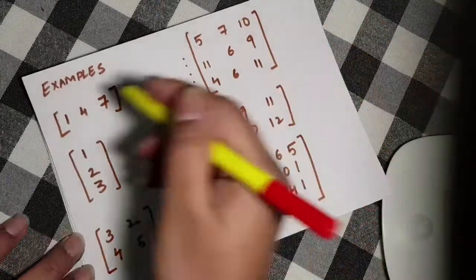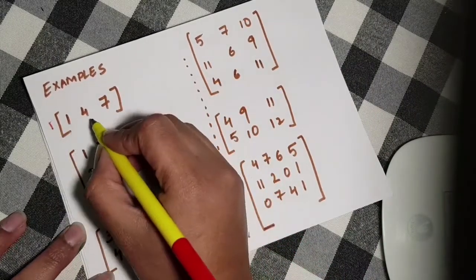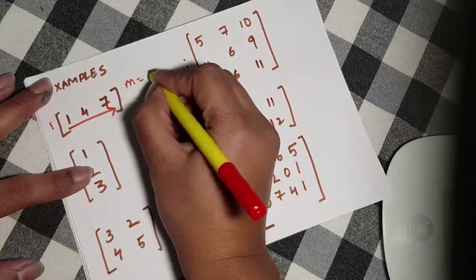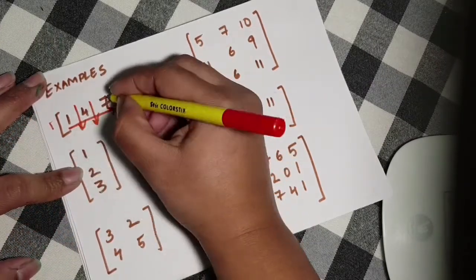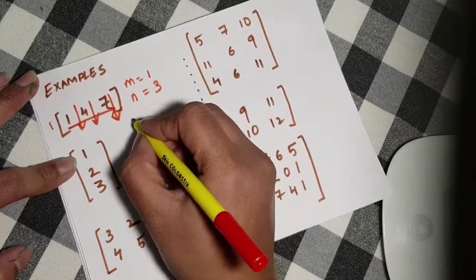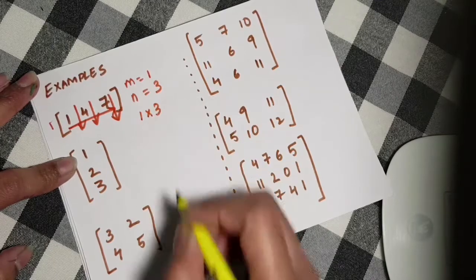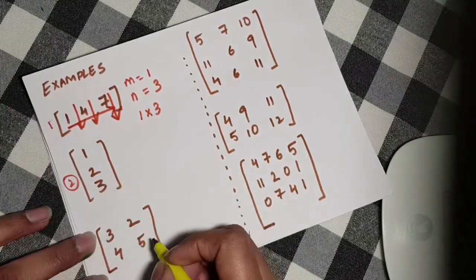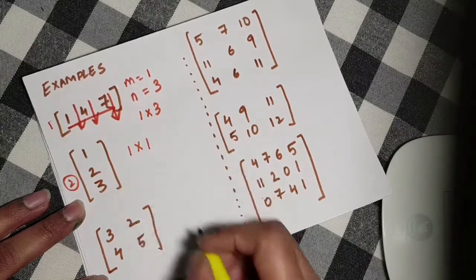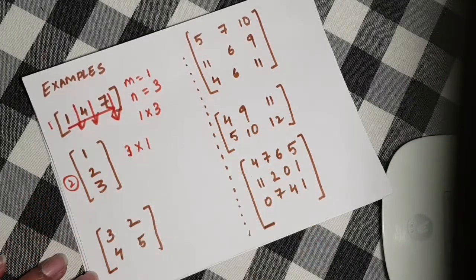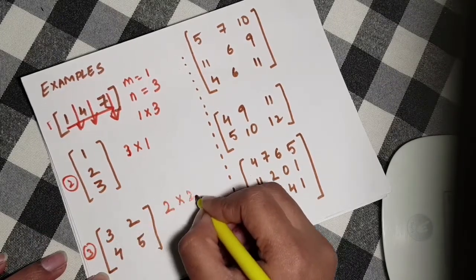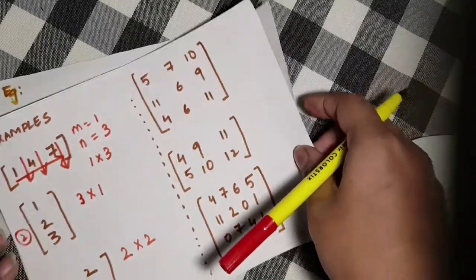For example, the first one, 1 4 7, has one row, so m is equal to 1, and 3 columns, so n is equal to 3. Therefore, the order is 1 by 3. The second example has 3 rows and 1 column, therefore 3 by 1. The third example has 2 rows and 2 columns, therefore of the order 2 by 2.